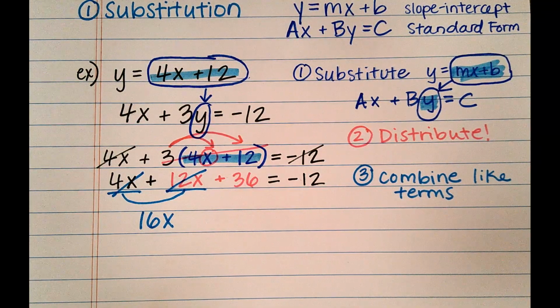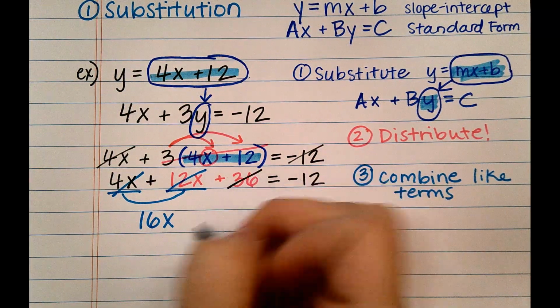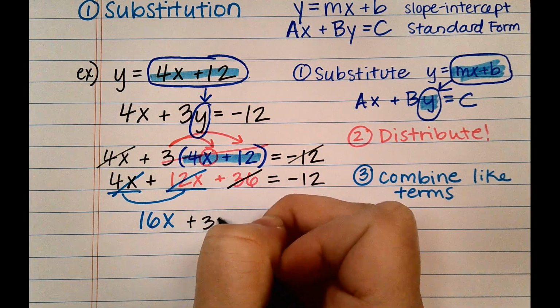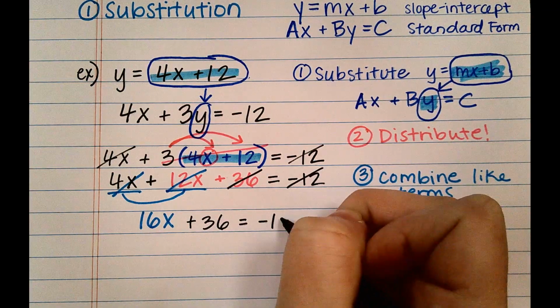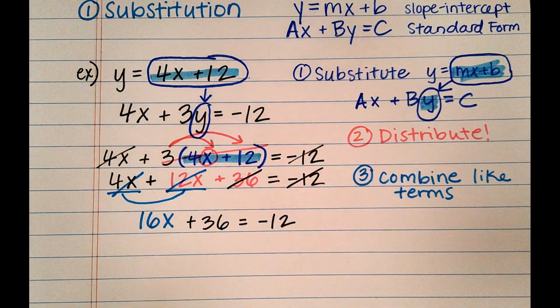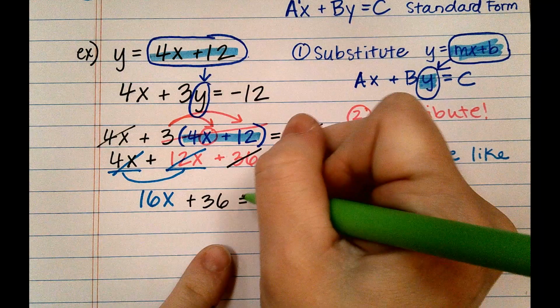And then what do I do? Bring down the plus 36. Equal on the negative 12. Bring down plus 36. Bring down equal. Bring down your negative 12. And now, subtract 36. Yes, now we can solve for x.